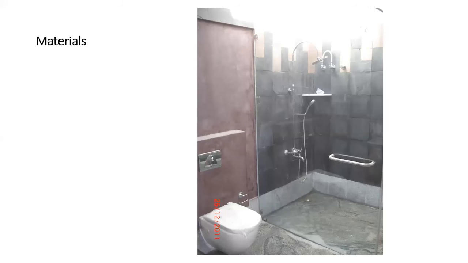So this is an example of slate on walls which are not in the toilet, and the flooring not using any manufactured material, of course, other than the toilet fittings. So that's an example. And the natural light comes from the top, so that you don't need energy when you are using the toilets.